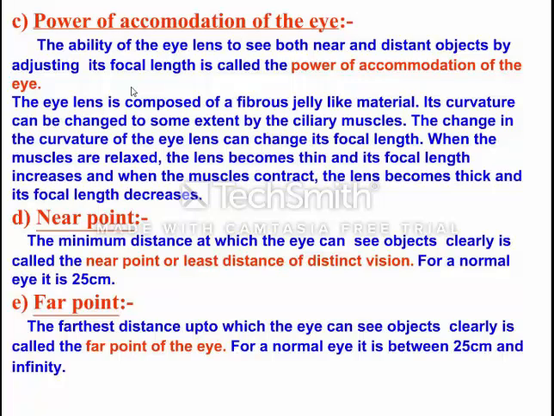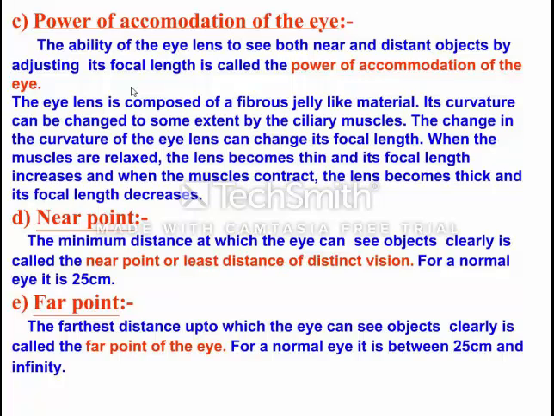So ciliary muscles play a very important role in adjusting the focal length of the human eye. Now, what we are talking about is a normal eye. All the things that we are talking about are for a normal eye.